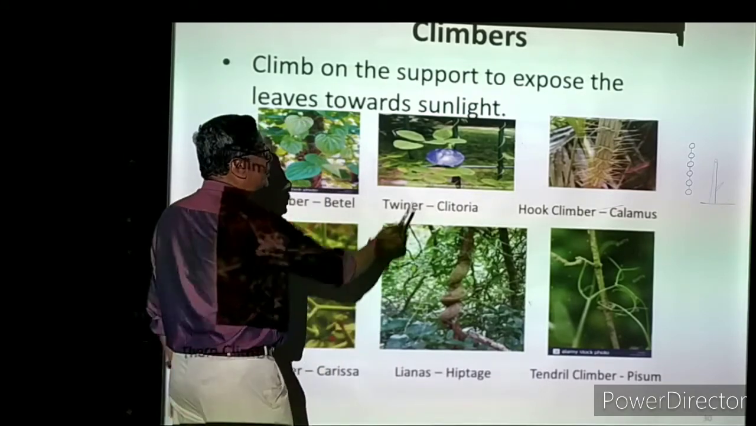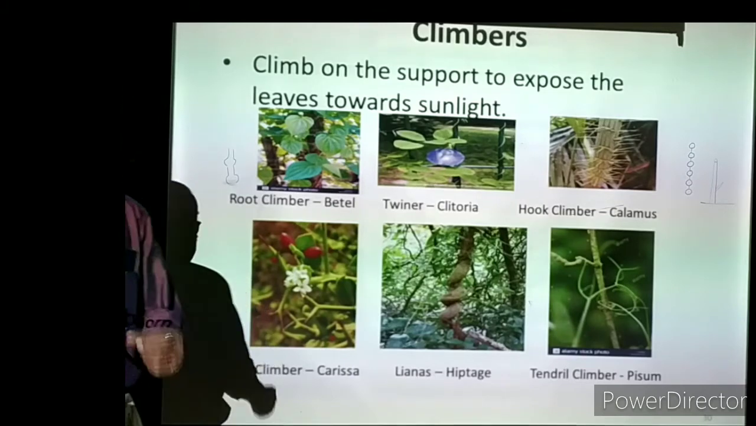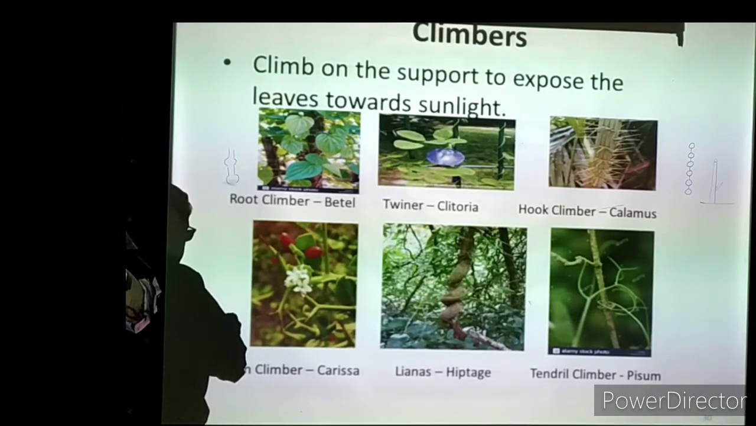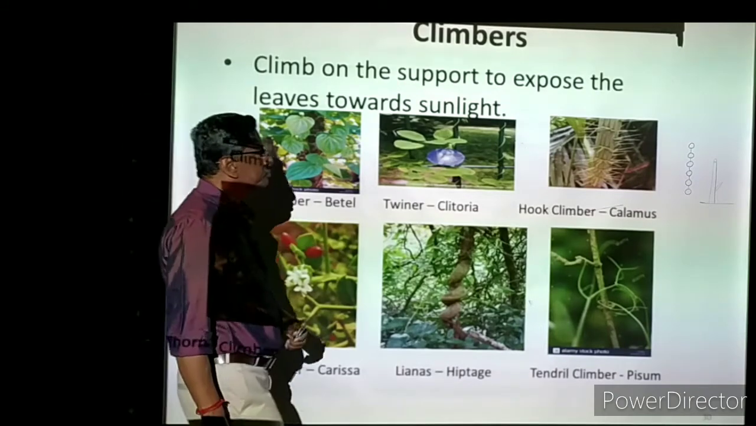Example for this is clitoria. By seeing the flower, you can understand what type of plant it is. Now the stem is very weak, very thin. It can climb by twining around the support. It is called a twiner.